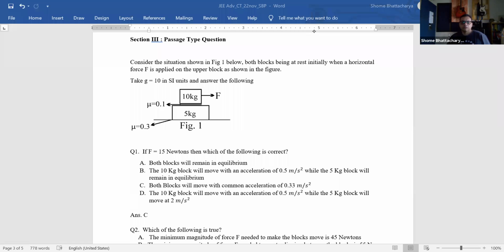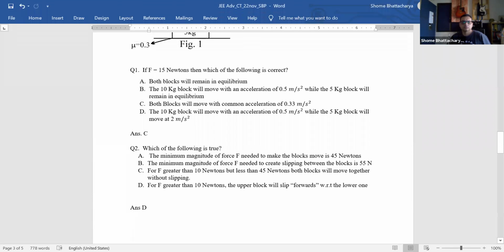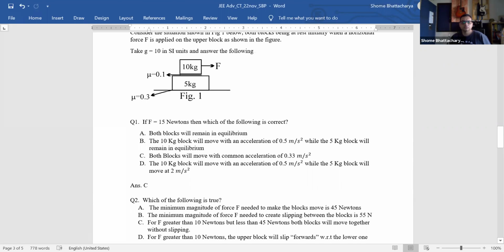Okay, let's move on to the next thing. Yeah, Viraj, you have a doubt in the passage? Okay, which part, the first or second? Okay, so let's analyze the whole thing.